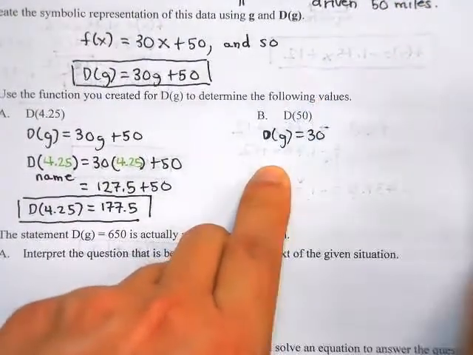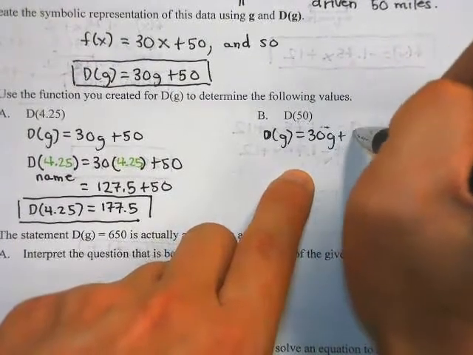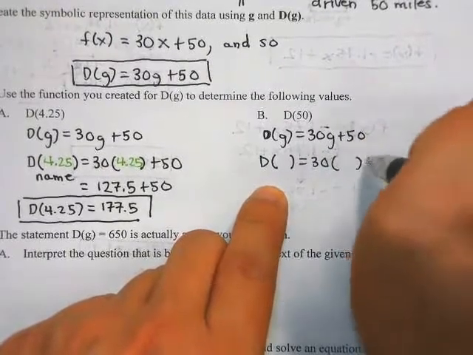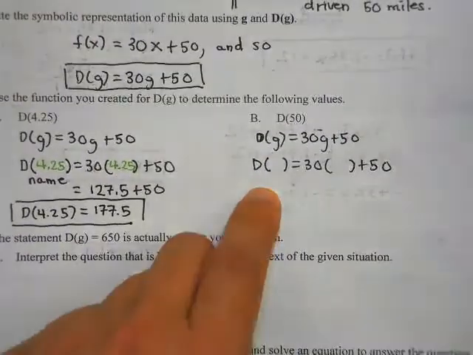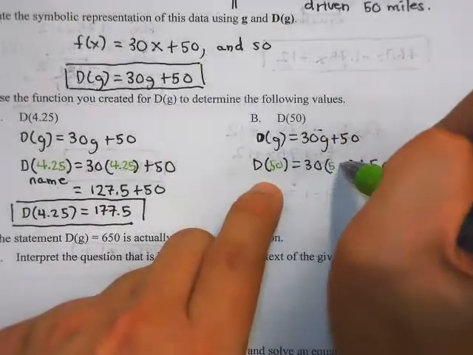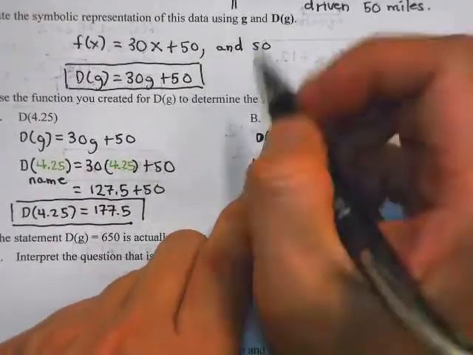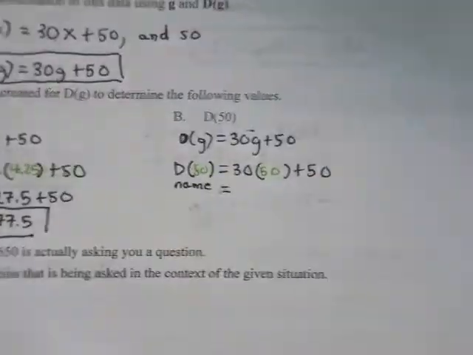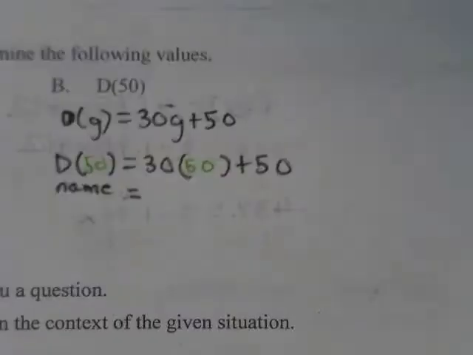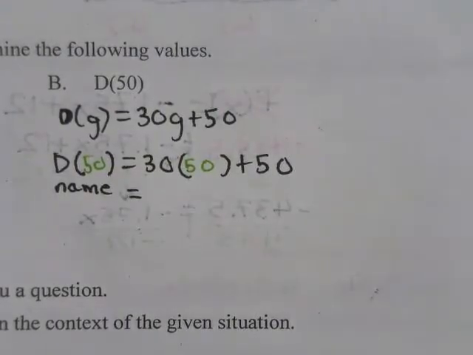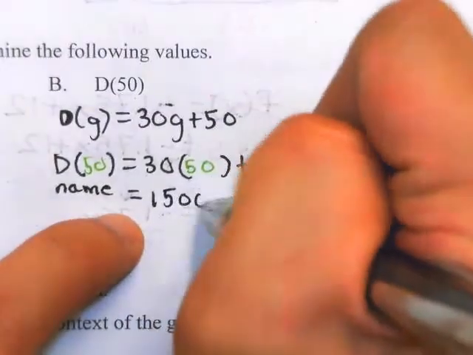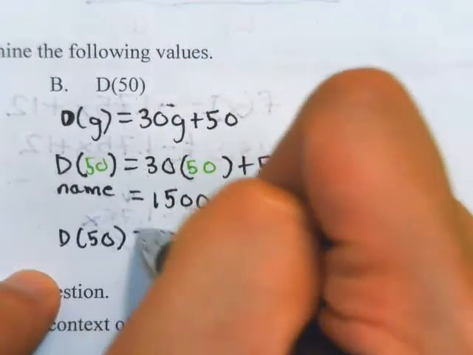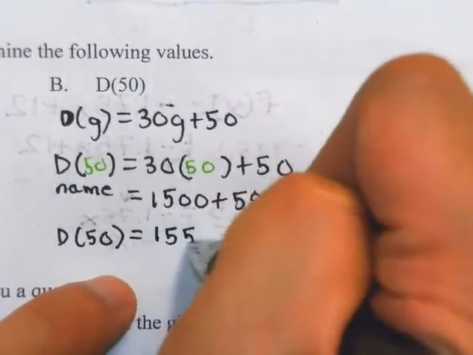D of G is equal to 30G plus 50. And then now we're going to plug in 50. 30 times 50 should be 1,500, right? 1,500? Okay. 1,500 plus 50. 1,550? Okay.